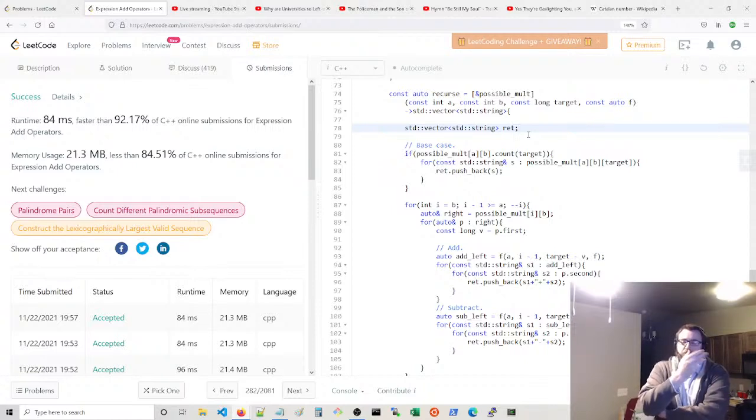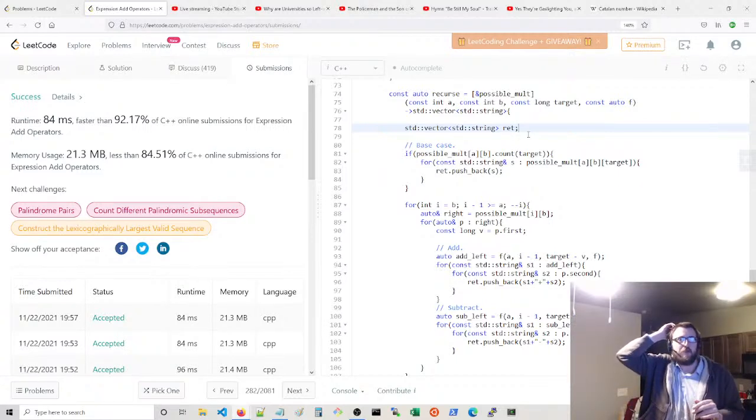where we did the math, and it's either target minus v or target plus v. So if you're going to add, your new target on the left side is going to be the previous target minus the part on the right. And for subtracting, it needs to be the original target plus the part we're going to subtract from the right side. So that's target plus v in our code. And then you loop over all of the strings and combine them in every possible way.